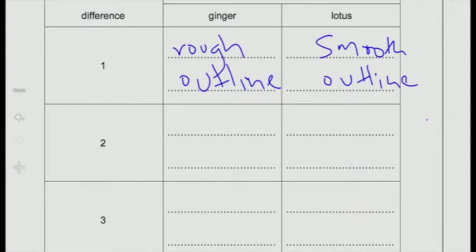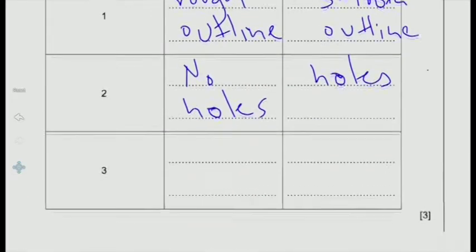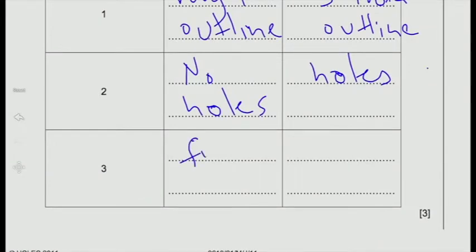Then for the lotus, you talk about holes. There are holes here. For the ginger, no holes. Didn't see holes there. None. Let's say no holes. For the ginger, you talk about fiber material, no fibers. Then you also talk about the color. You say the lotus has a variety of some dark patches, whereas the ginger hasn't got that.